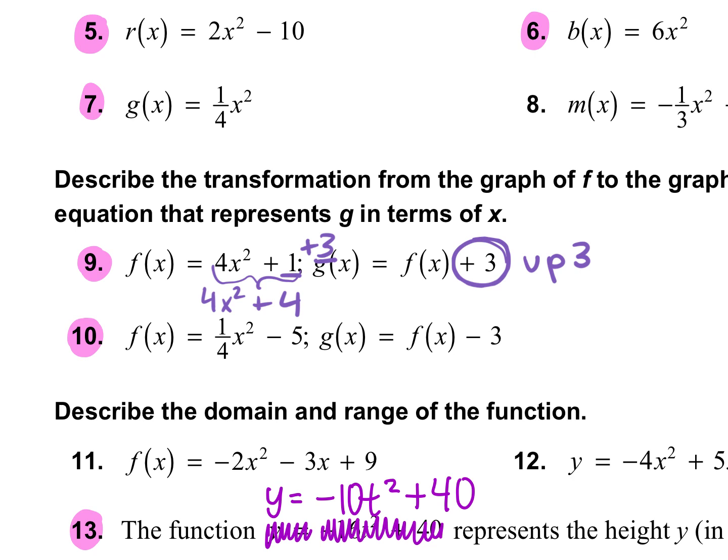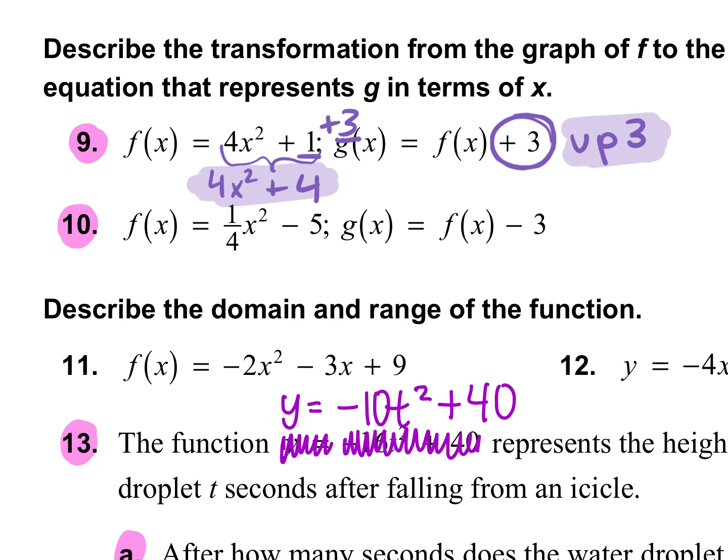For 10, we're subtracting 3. Part of the answer is up 3, because there are two parts to this question. It says describe the transformation, so that would mean that we go up 3. And then when it says write an equation that represents g in terms of x, that would be our new equation here. Two parts of the answer.